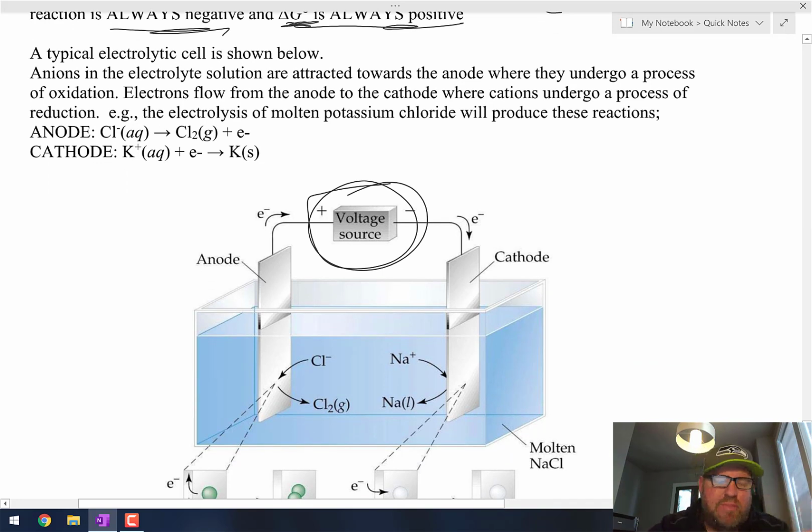Again, same thing happens. The anions in the electrolyte solution are attracted towards the anode. They still undergo oxidation at the anode. Electrons again flow from the anode to the cathode. Everything's the same, except it just requires energy or electricity to do that.